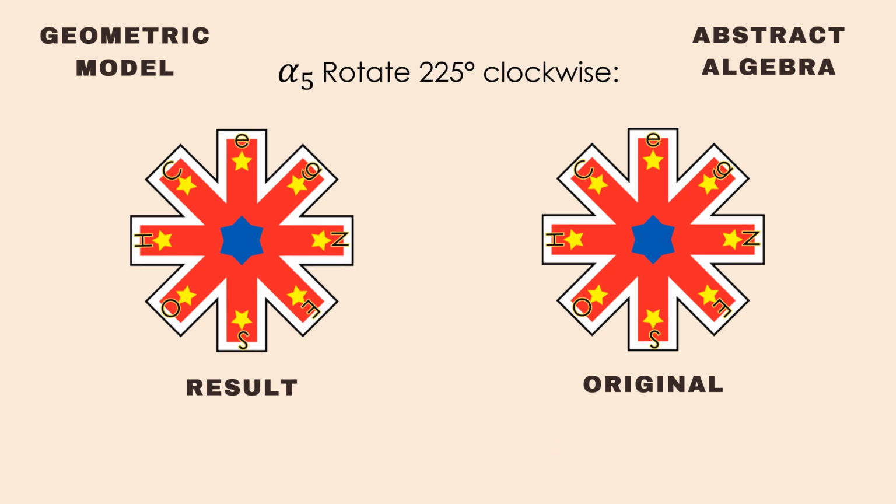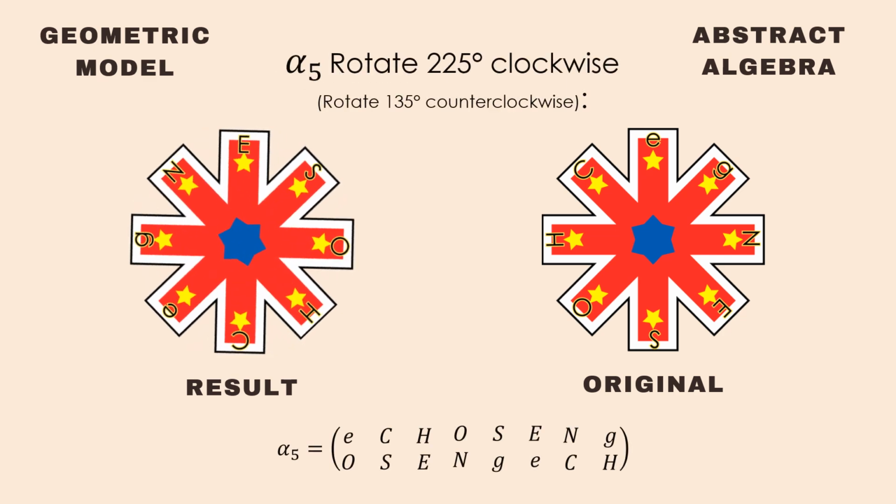Next, alpha sub 5, rotate 225 degrees clockwise, or rotate 135 degrees counterclockwise. So we have E here, O, E, O, C, S, C, S, H, E, H, E, O, N, O, N, S, G, S, G, E, E, E, E, N, C, N, C, G, H, G, H.